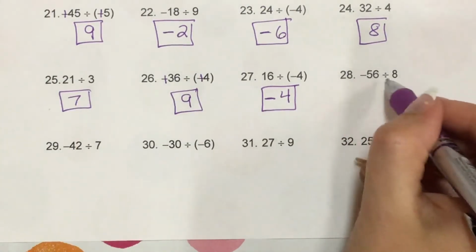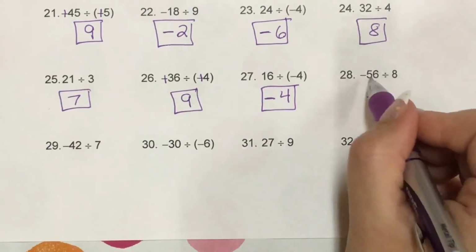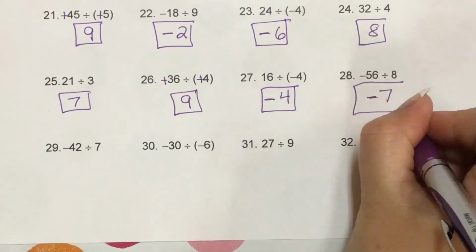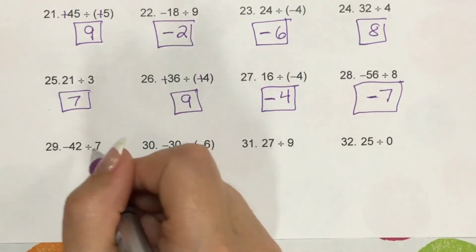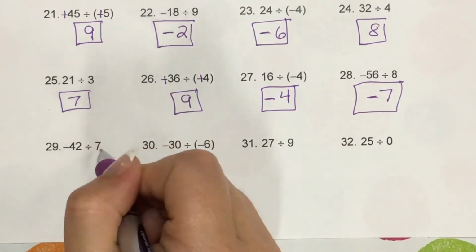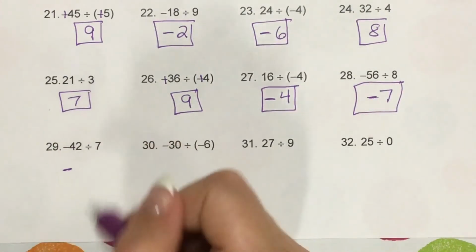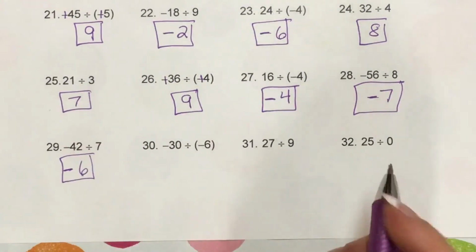28. We have negative 56 divided by 8. So we have a negative and a positive, so our answer is negative. 56 divided by 8 actually ends up being 7. So our answer is negative 7. Okay, on to the last row. We have negative 42 divided by 7. So it's a negative divided by a positive. The signs are different, so we know our answer is going to be negative. 42 divided by 7 is 6. So our answer is negative 6.